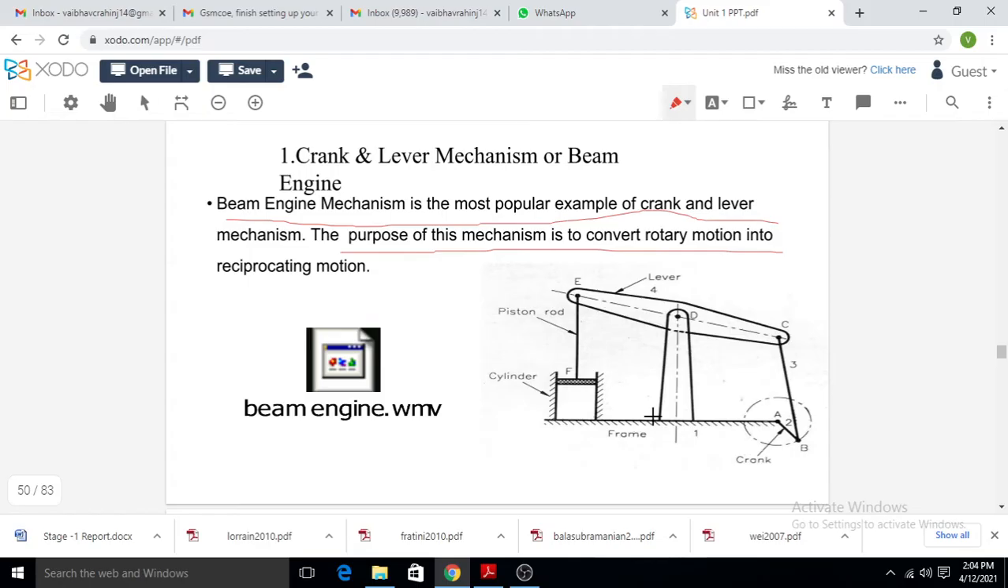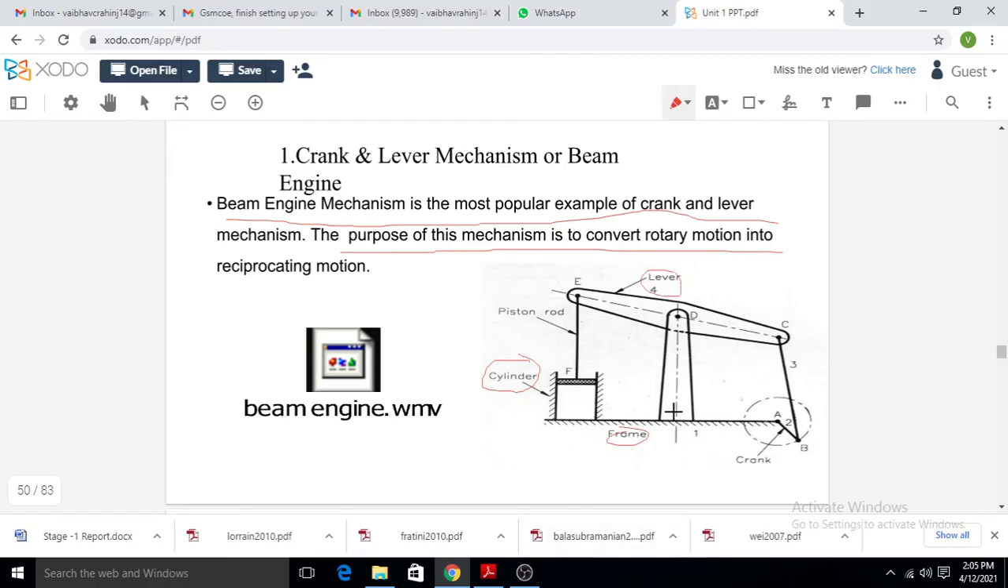As it is an inversion of the 4-bar chain mechanism, it must contain 4 different links. So what are the different links present here? The frame and cylinder is one part and it is called link number 1. Link 2 is a crank, link 3 is called a coupler, and link number 4 is a lever.